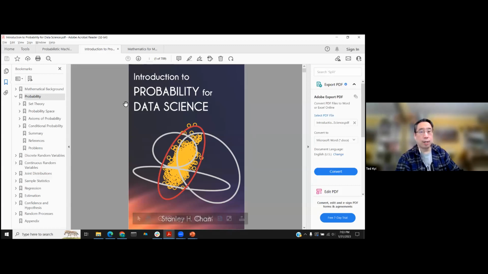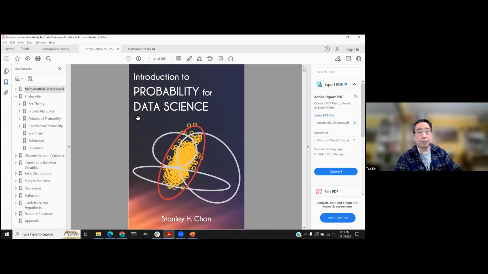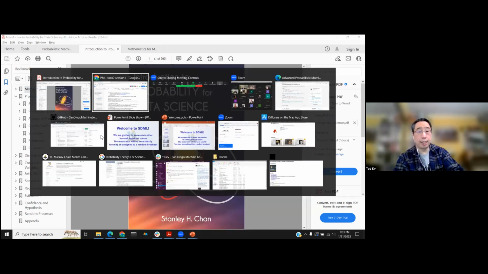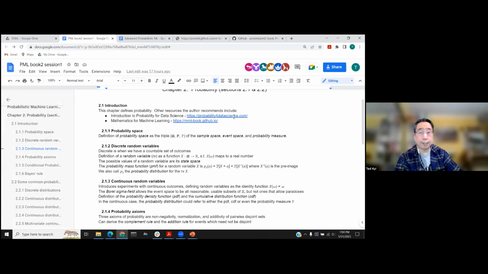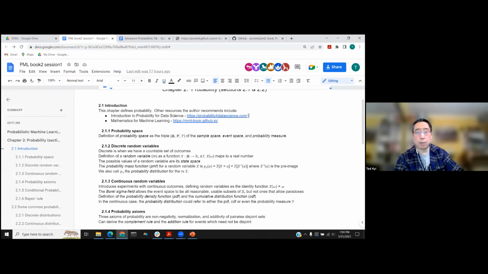It starts right here, in terms of chapter 2 being the basic chapter on probability, but the whole book really is on probability for data science. So this Stanley Chan book, in the Google Doc, I have a link to the Probability for Data Science website. So you can go and get this book there. If you're someone who feels that your probability isn't that strong, then this is probably a pretty good reference.